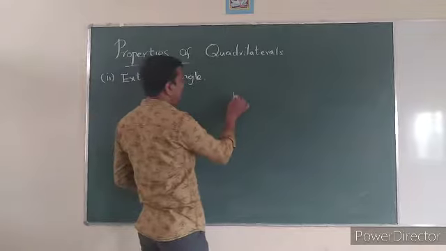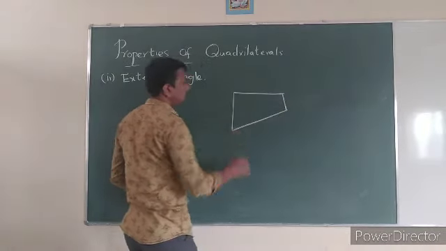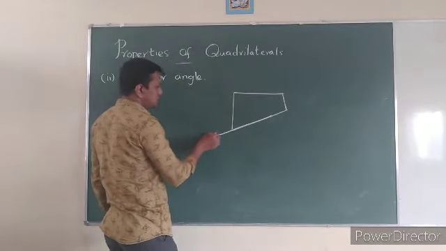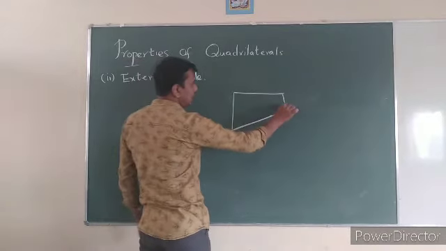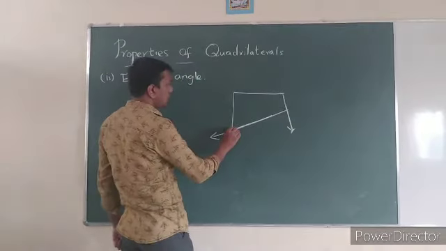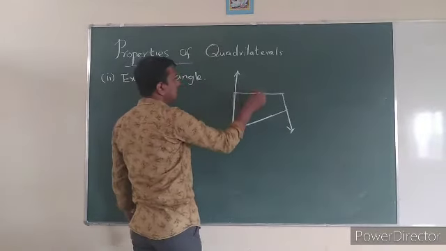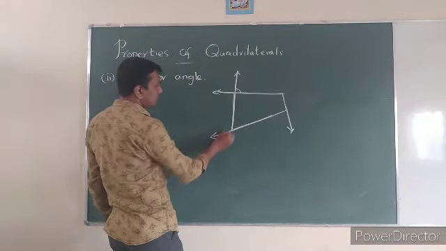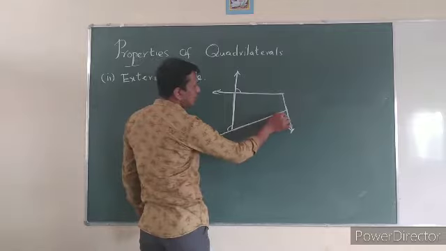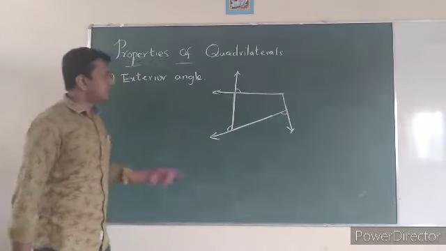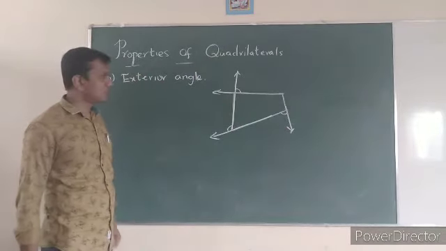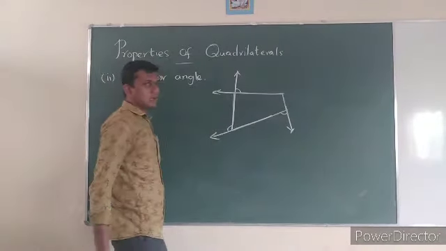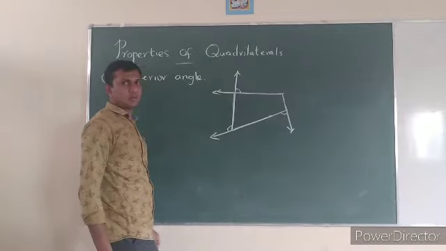When you take any quadrilateral, if it is extended towards the other direction, you will get some exterior angles. So here you will get one exterior angle. Here also you will get an exterior angle. Here exterior angle. So exterior angle. How is this exterior angle calculated? We shall see now. Okay.